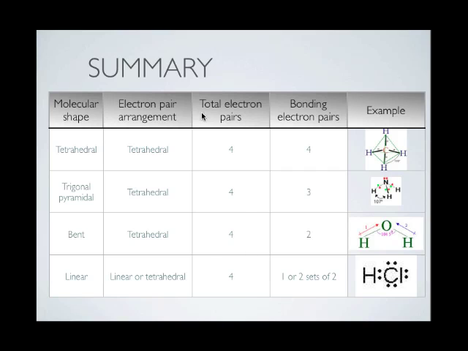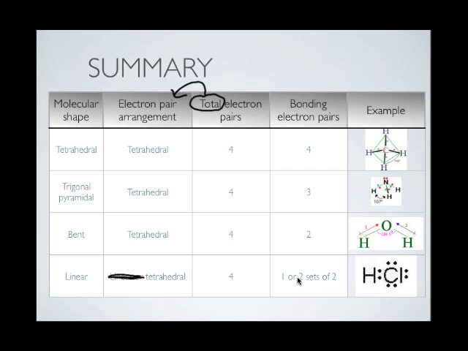So the electron pair arrangement, which considers the total number of electron pairs, these will all be tetrahedral. We should probably cross out linear there. I don't know why that's there. Cross that out. Yeah, that should be tetrahedral. They should all be tetrahedral because they all have a total of 4. It doesn't matter what molecular shape we have, they're all tetrahedral.